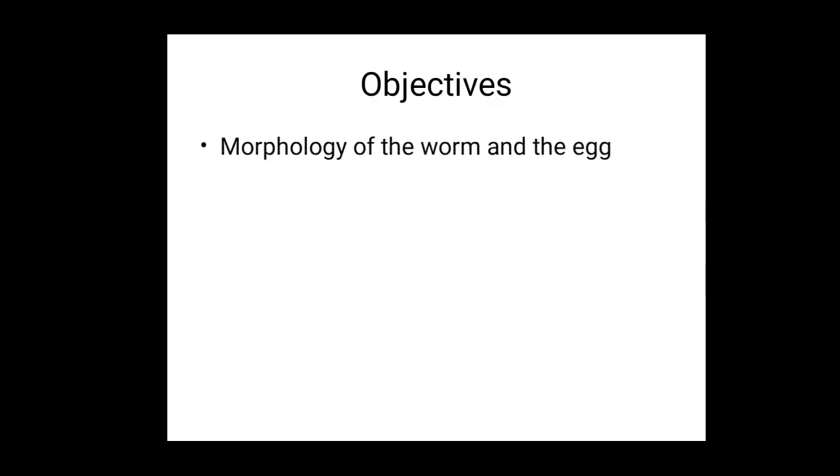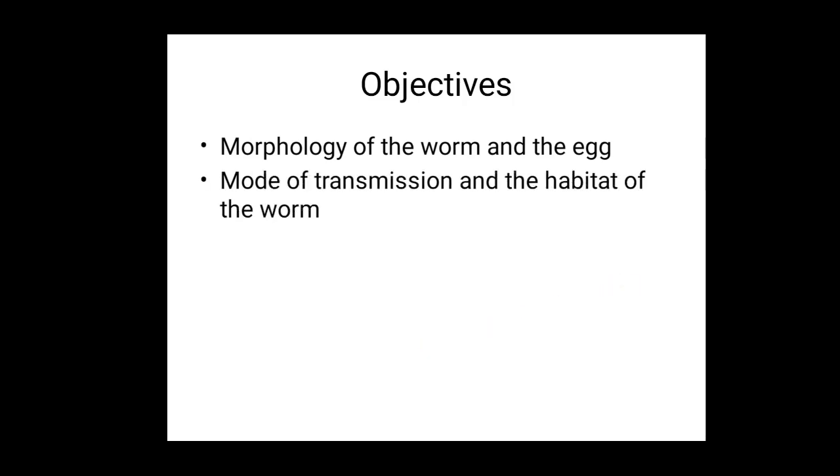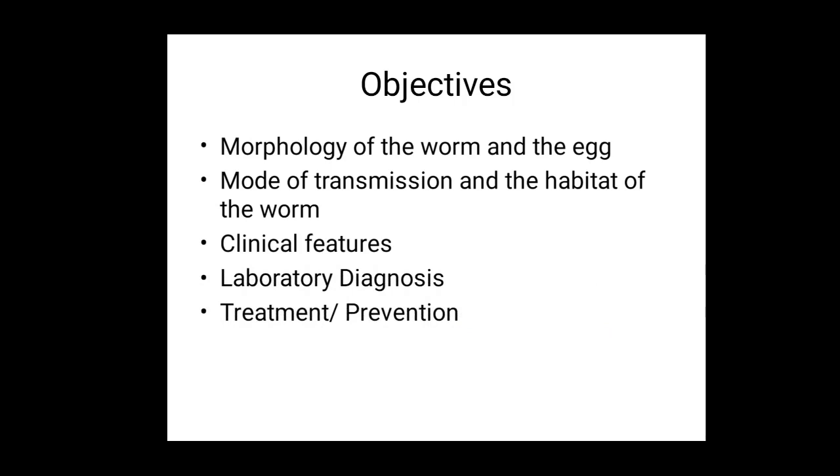My objectives for today's class are as below. After the session is over, you should be able to describe the morphology of the worm and the egg, modes of transmission and the habitat of the worm, clinical features, laboratory diagnosis, treatment and prevention. So these are the objectives of my class.